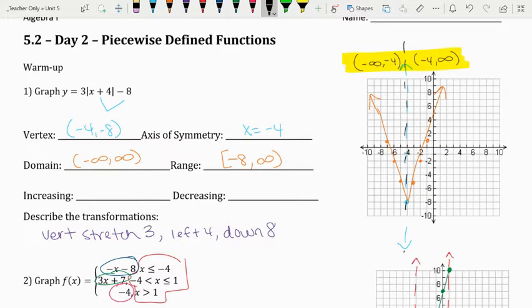So then all you have to do is read it from left to right and figure out which one goes where. Well, if you focus on this first unit, that first part is decreasing if you look at it from left to right. So that means negative infinity to -4 is decreasing, and then -4 to infinity would then be increasing.